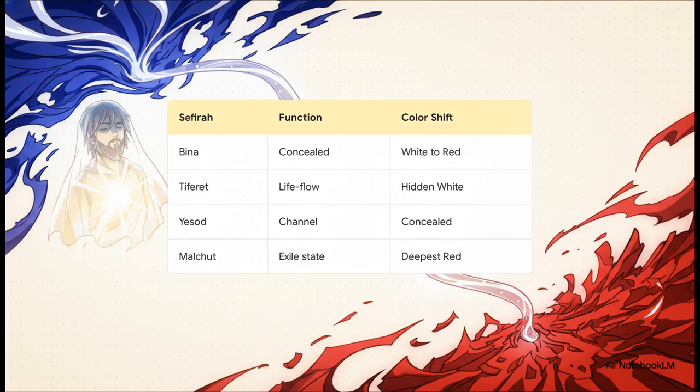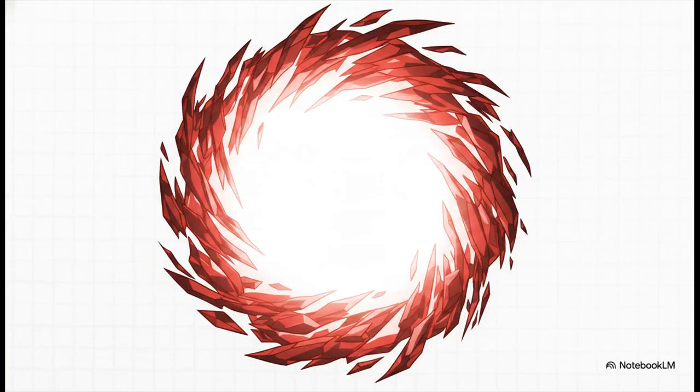Below that, Yesod acts as the concealed channel. It's the secret transmission cable for that light. And finally, Malchut represents the physical Egyptian exile state itself. Malchut is bearing the absolute brunt of the concealment, manifesting in the deepest, darkest red of judgment. And the paradox happening here is just profound.